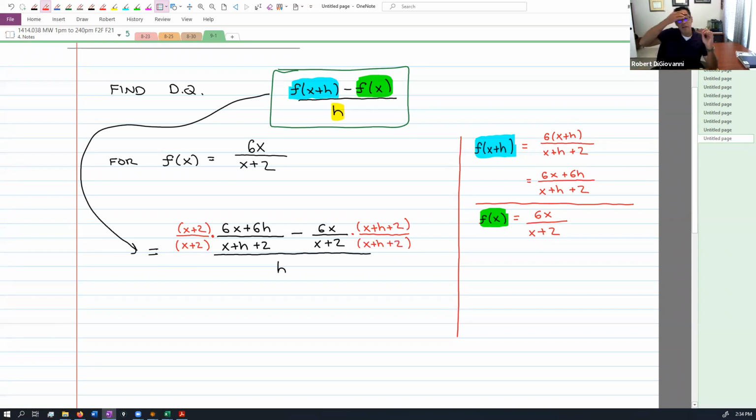Do y'all understand what I'm doing? If you want to put two fractions together, you have to have the same denominator. So that's what I have to do. I have to introduce that. And that's going to get very messy, as we're about to see.